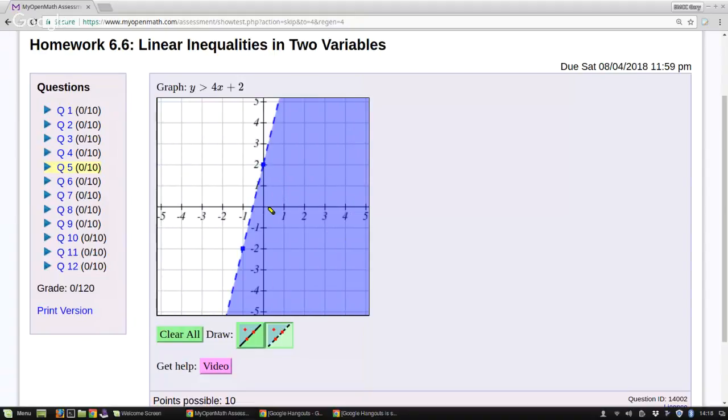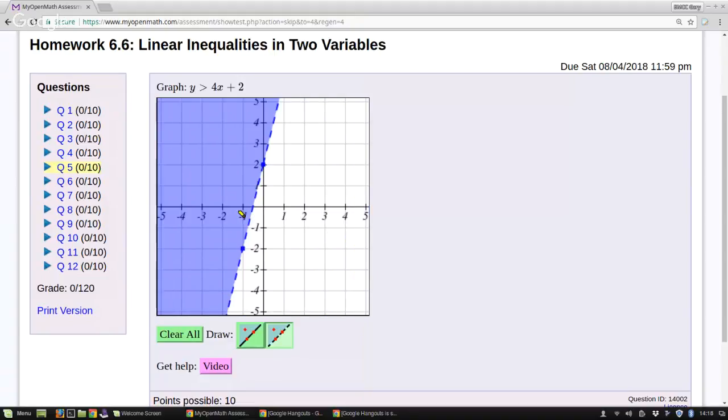Now earlier I tried to plug in 0, 0, and I ended up with a problem. And when I plugged in negative 2, 1, I got 1 is greater than negative 6. So that's true. That's good. So this side is true because when I plugged in, say, this point right here, I got a true value out of this.